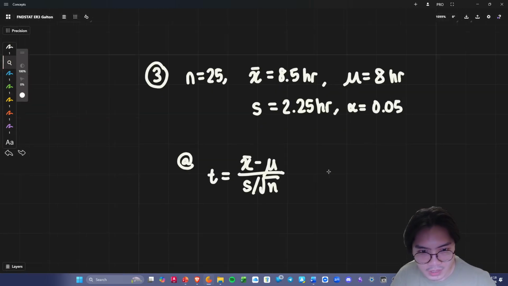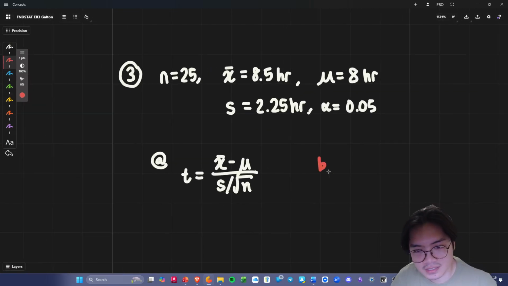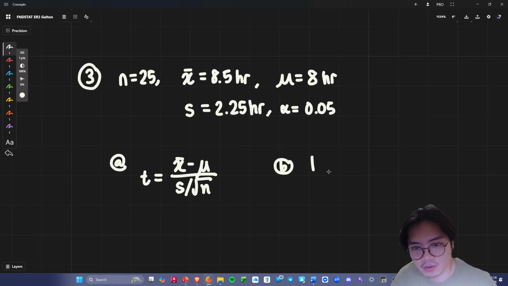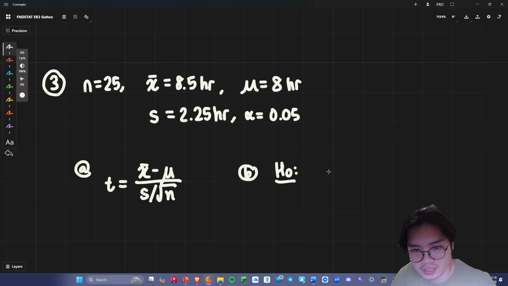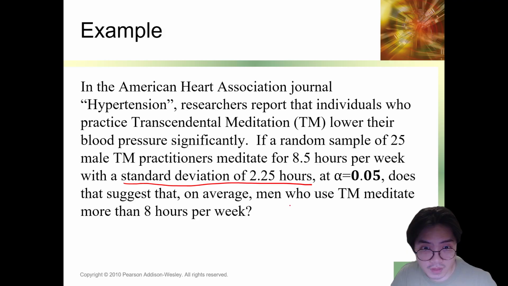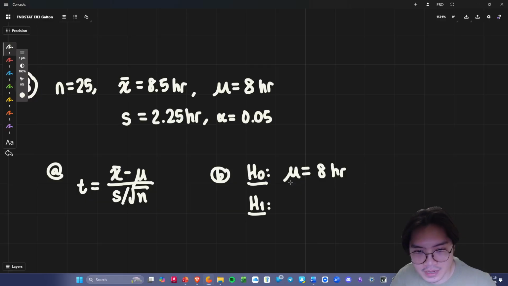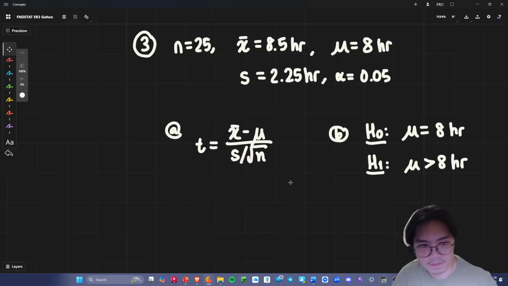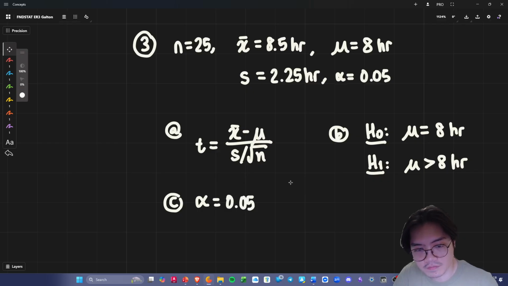So now we have our test statistic. For B, we will now have our hypotheses. Our alternative hypothesis, on the other hand, is on average more than. That is the key phrase here, meaning this is another one-tailed test. Letter C, we will have our level of significance of 0.05.